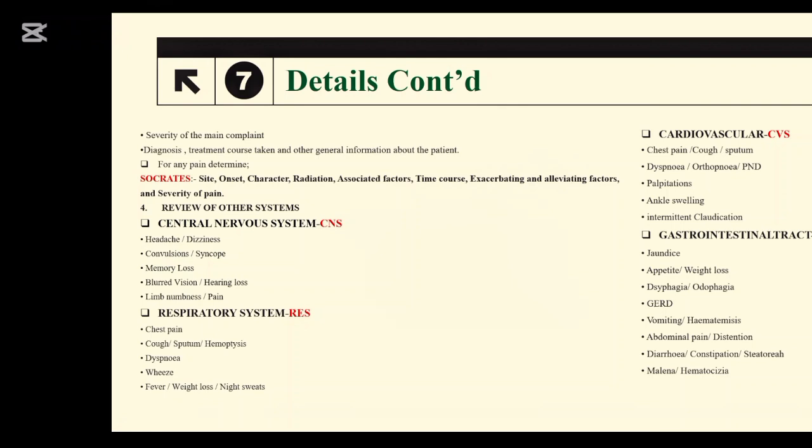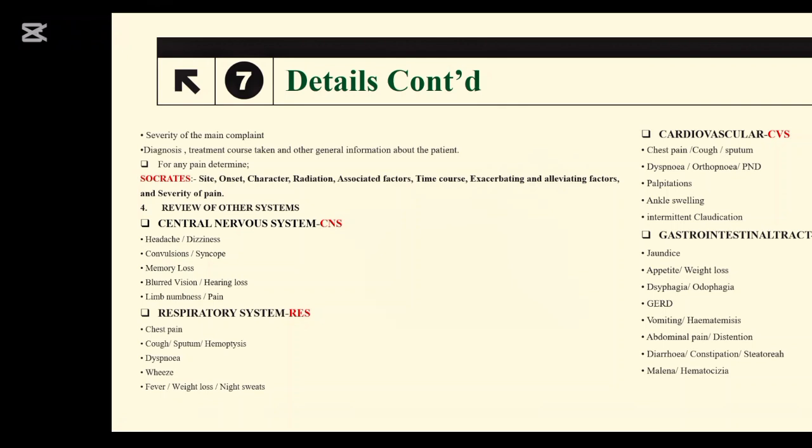Okay, then now after we've elicited everything, you've explained everything in detail in the history of presenting complaint, you can now go to the review of other systems. Remember, the systems that you touched in the previous section, you don't touch them in the review of systems. That's why you call it review of other systems. But in this case, since it's a tutorial, I just reviewed everything for you.